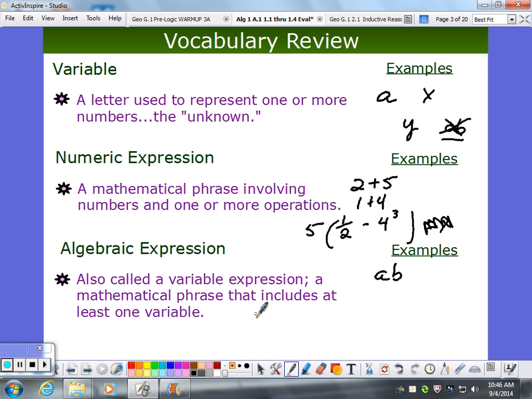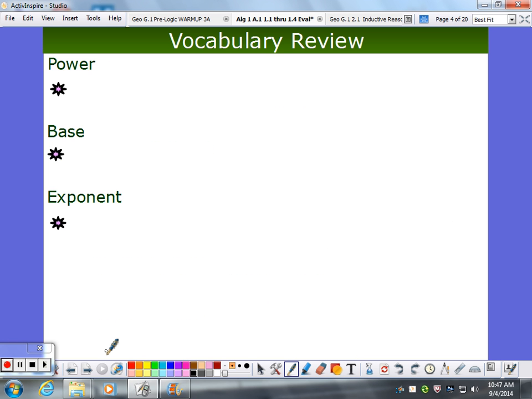So what's another example of a variable expression? Five x plus 3. Yes. Okay. So we see the difference, right? You just have some variables in it. Great. Oh, you guys are sharp. That's awesome. All right, what's a power?